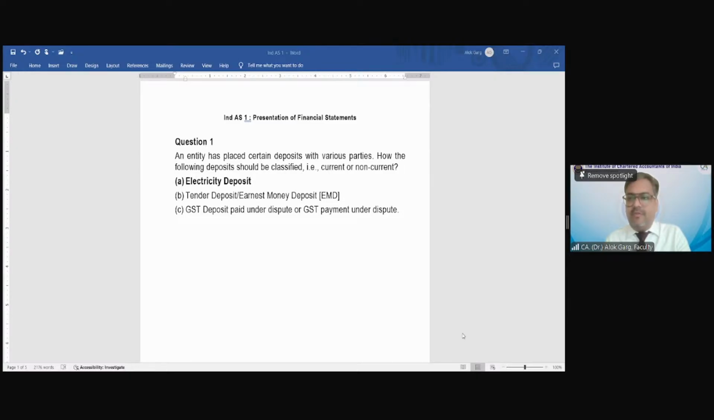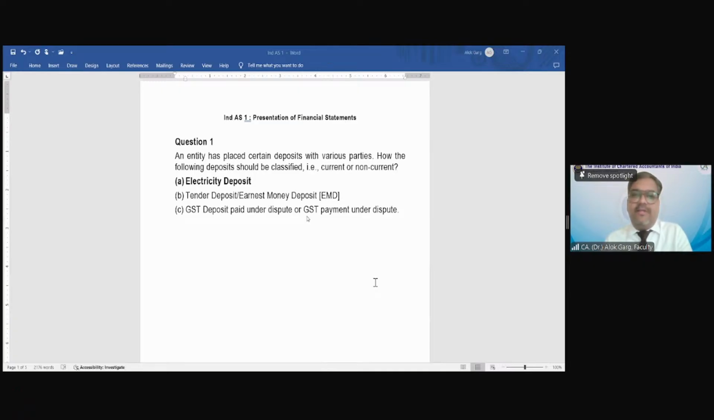Non-current. Okay. So why should it be non-current? Whenever you surrender the electricity connection, the department will refund your electricity deposit within a week or so, with only a processing time of, let's say, a maximum of a month. So these electricity deposits are generally recoverable on demand. Whenever you surrender, you will get the refund.